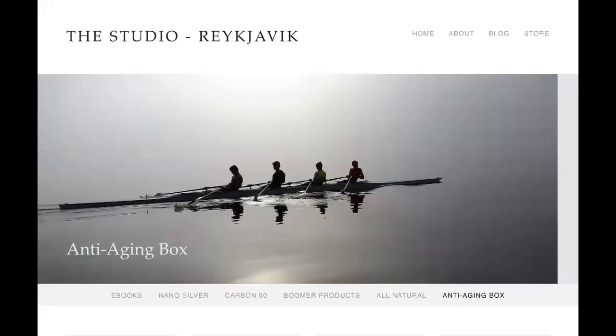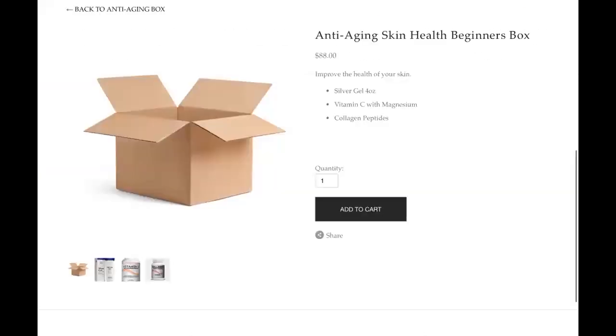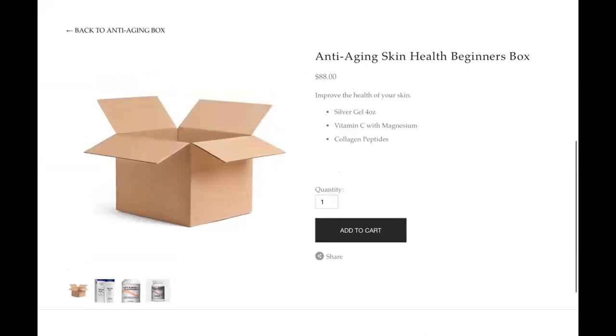Then I also have skin health for beginners. This is, like I was saying, the vitamin C and the magnesium with the collagen and the gel that will improve your skin health.